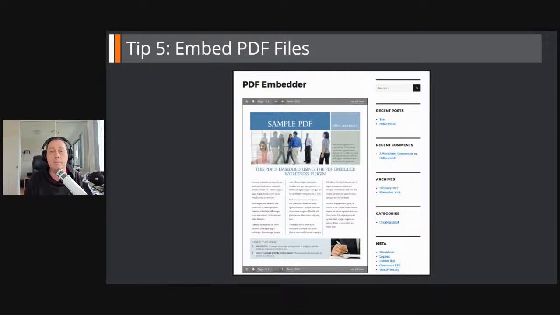So the problem with other embedders, not problem, but the way that other embedders and certainly the WordPress core embedding system work is it creates an iframe. And an iframe is basically just an embedded website. So you can go directly into the source code and you can find the link to that embedded iframe and therefore the link to the PDF file.